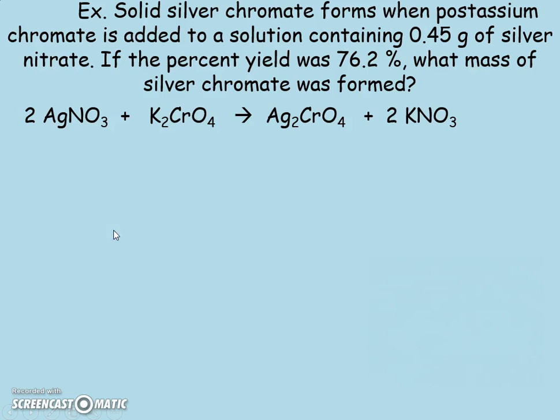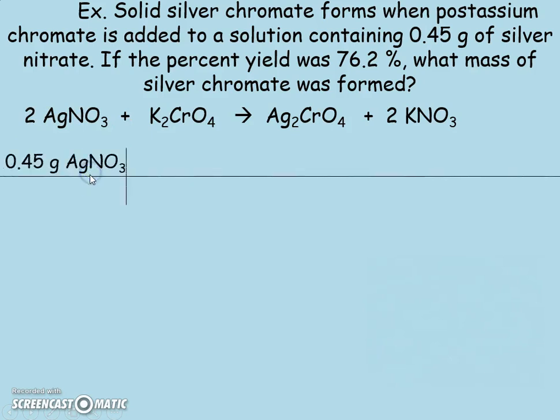We're now going to do another example. Solid silver chromate forms when potassium chromate is added to a solution containing 0.45 grams of silver nitrate. If the percent yield was 76.2%, what is the mass of silver chromate that was formed? So once again, you'll always have to find your theoretical yield. So start with your 0.45 grams of silver nitrate, which is right here. And we want to get to silver chromate, so we need to find silver, nitrogen, oxygen, and chromium.